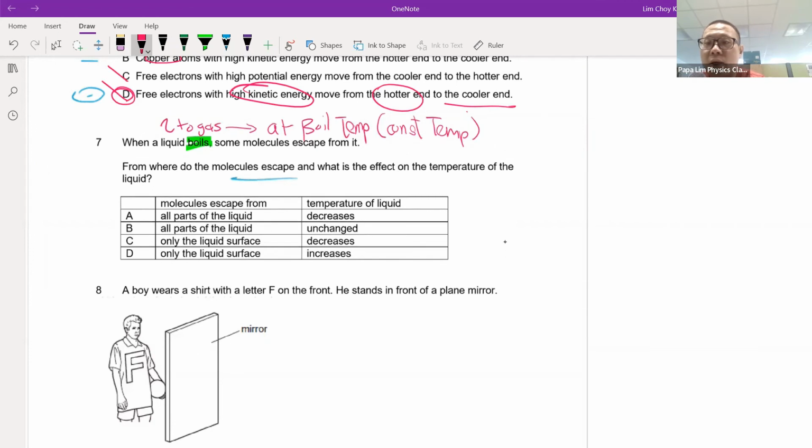So the temperature of the liquid at that moment in time when I'm boiling is actually unchanged. If you look at the options straight away, there's only option B that remains unchanged. So B will actually be the answer.